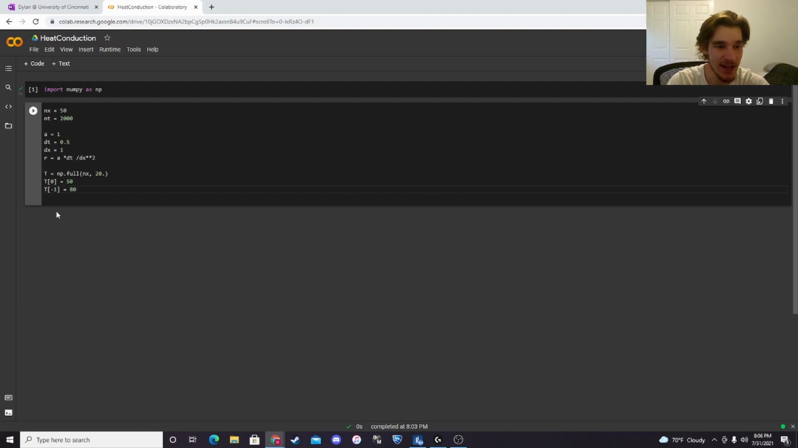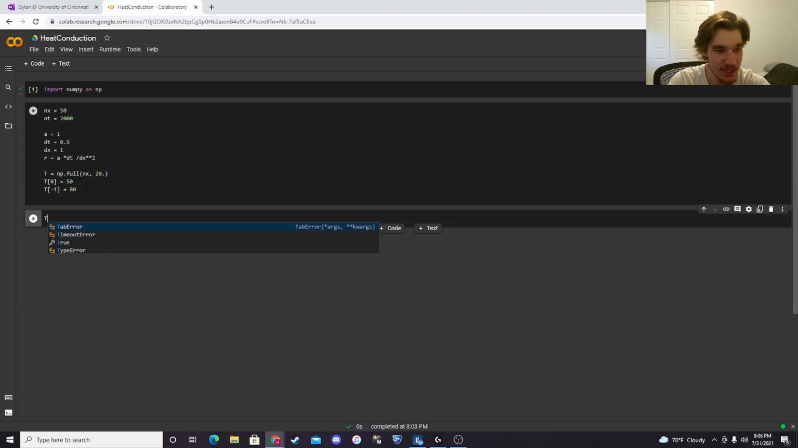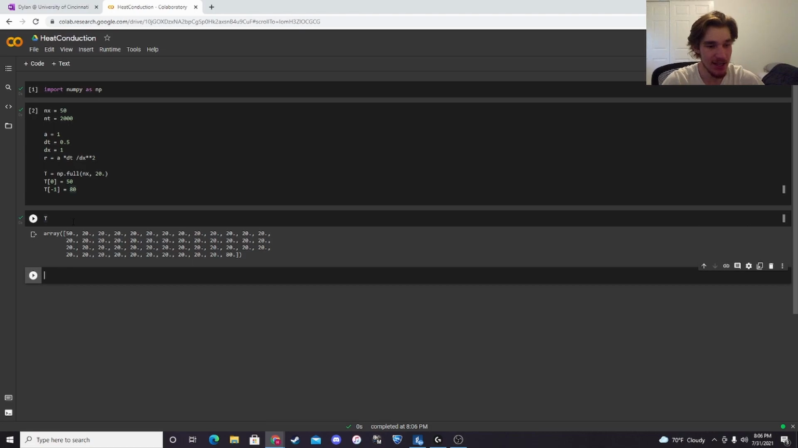Now let's add a cell right here to look at what T is. Let's press Shift Enter to make sure that all runs. And we have exactly what we want. We have 50 different elements in here, the index of 0 being 50 and the last index being 80. Now let's get rid of that.